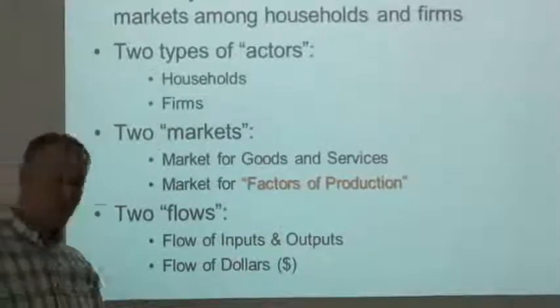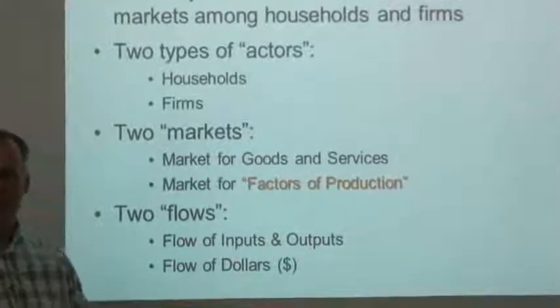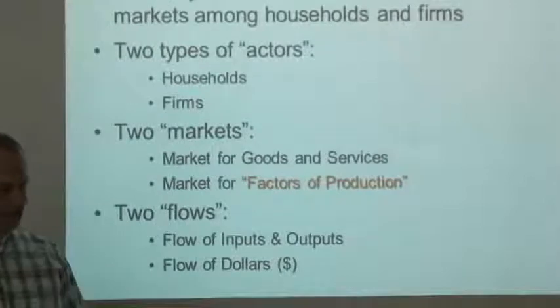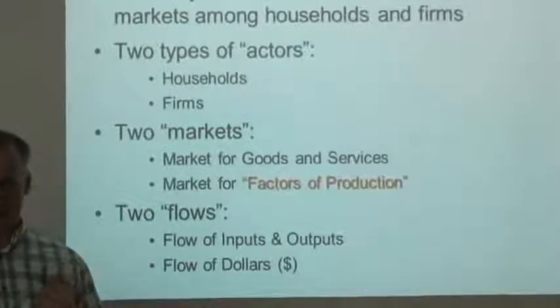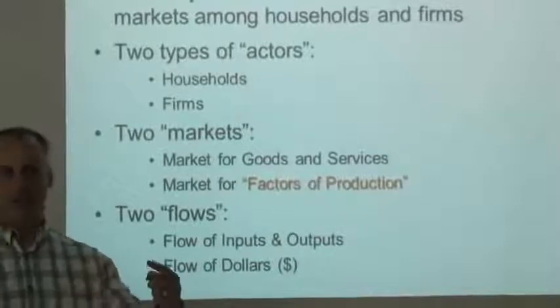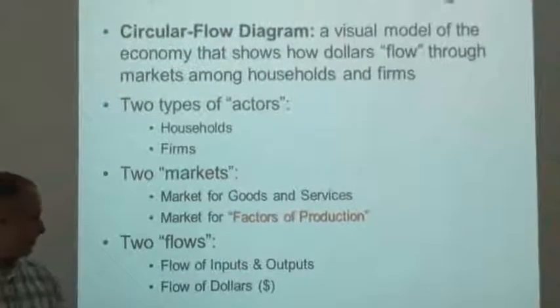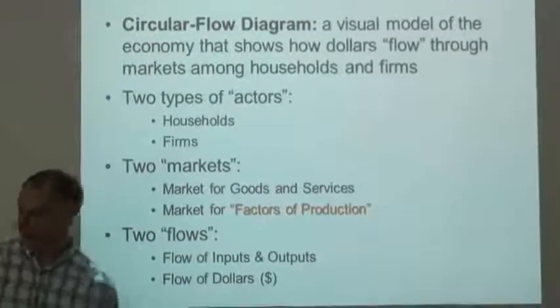And then the other thing is the flow of dollars. This is the currency that we use to purchase things, right? The currency allows the firm to give us something for our labor that we can then turn around to purchase goods and services. So this is the flow of money. Okay, so what does our diagram look like?